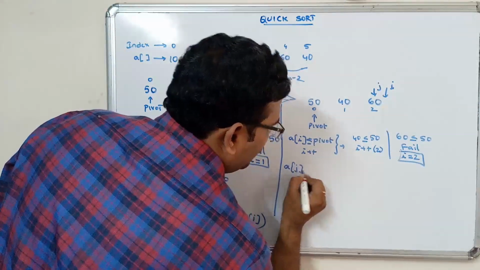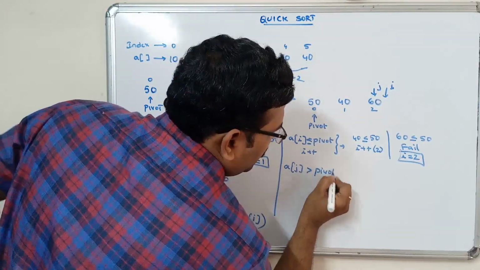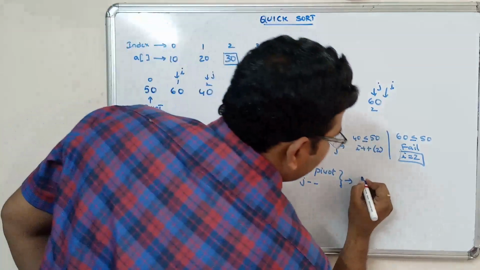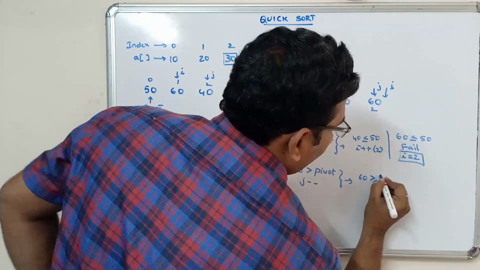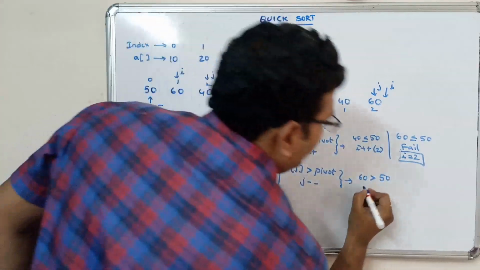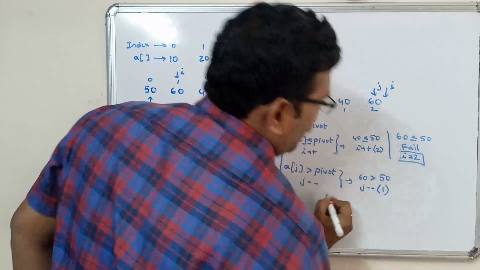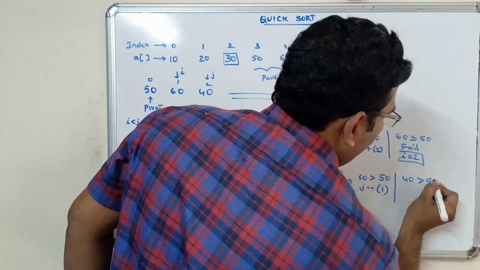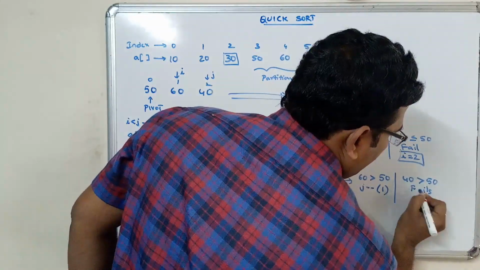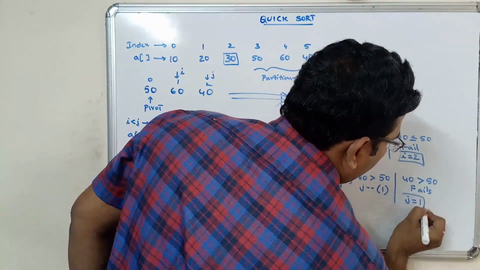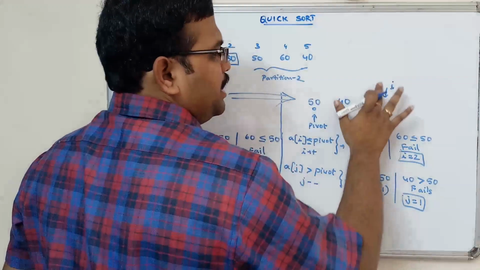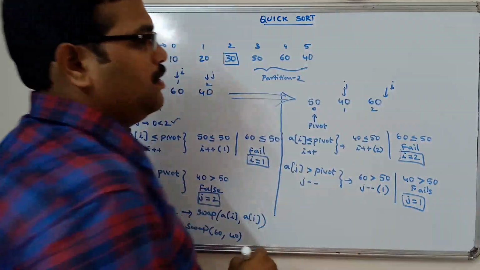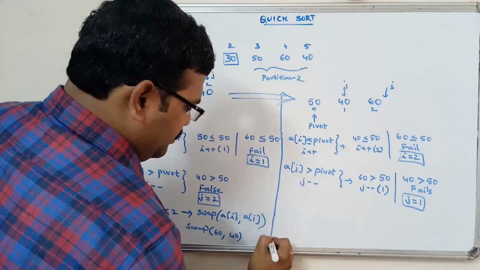Similarly, if a of j is greater than pivot, then simply decrement the j. Repeat the process. So 60 greater than 50, j minus minus, which becomes 1. Similarly 40 greater than 50 fails at position j is equal to 1. Now j is positioned at 1. Right? Now check the condition.